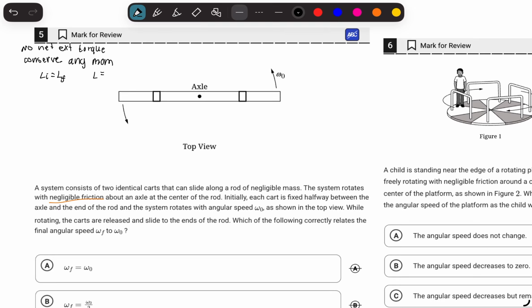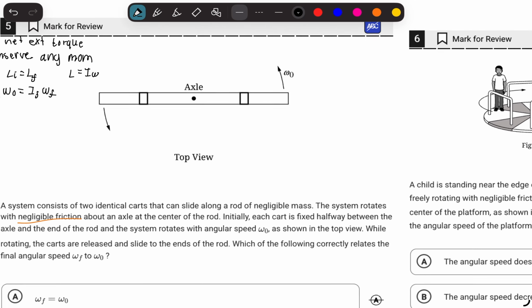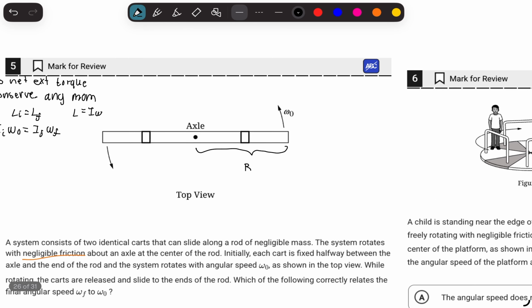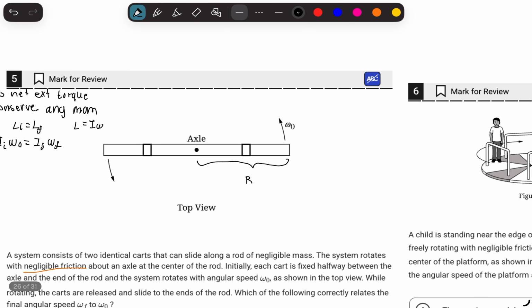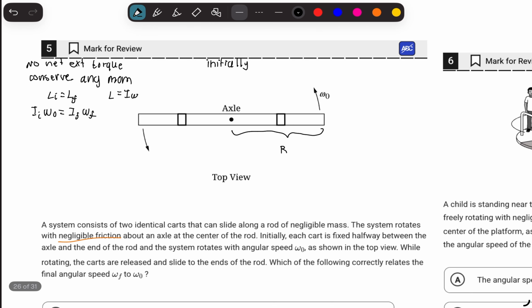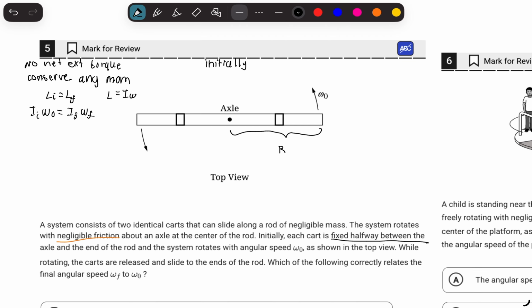L is equal to I omega. Now we want to assign the distances. So let's let the distance from the axle to the rod end equal R. So we can see that the carts initially are fixed halfway between the end and the end of the rod.